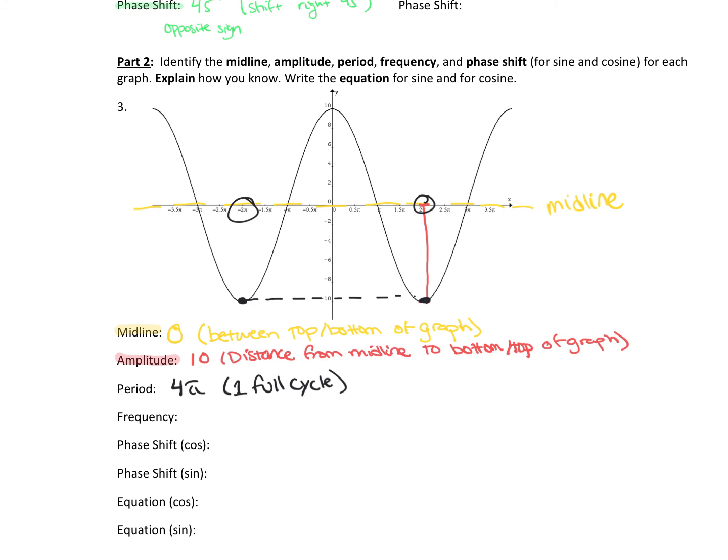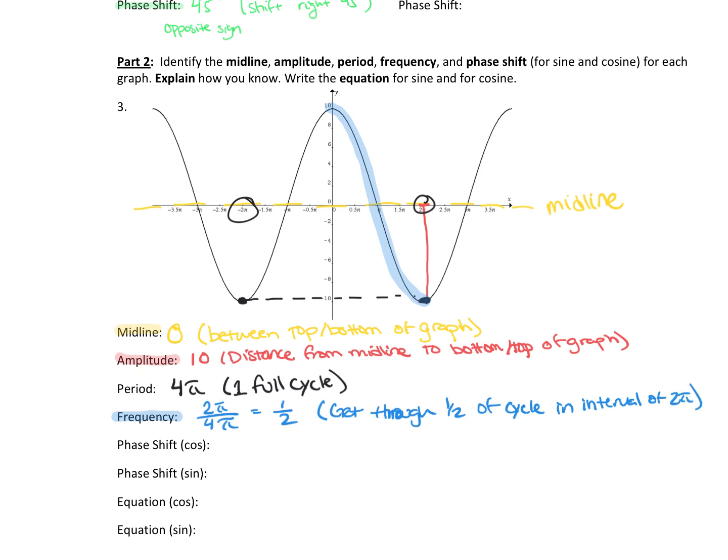Now I want to know for my frequency, how many cycles do we have in an interval of 2 pi? So if we think from 0 to 2 pi, how much of that period do we see? Well, we can say that out of 2 pi, our period is 4 pi. So we're going to take 2 pi, divide that by the period, and we end up with 1/2, meaning that we get 1/2 of a cycle in an interval of 2 pi. So we can see that we really only have the top to the bottom part. We don't get one full cycle, we just get this half of it. So our frequency is only 1/2. So those are kind of the features we have right now.